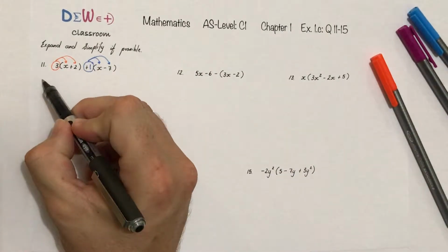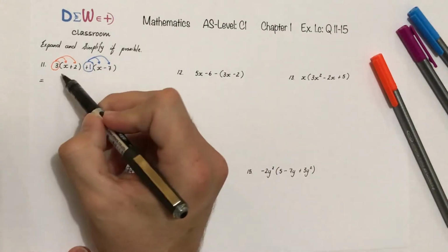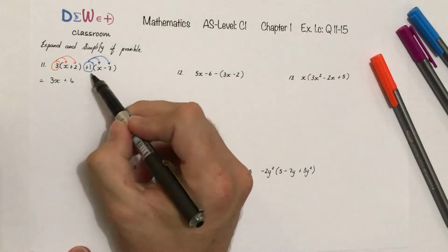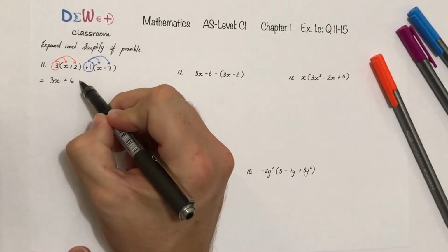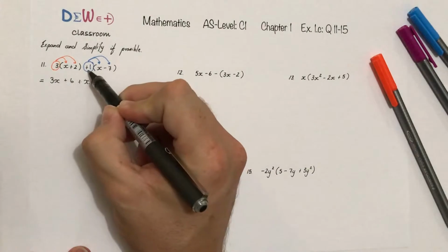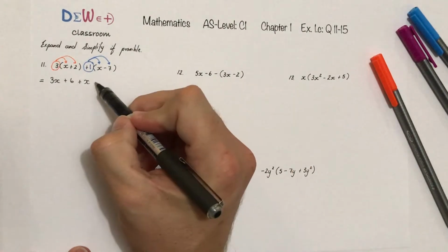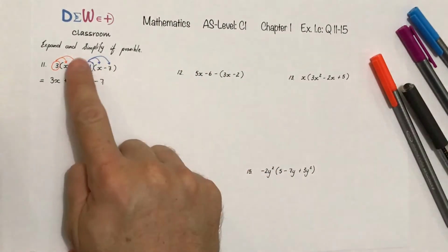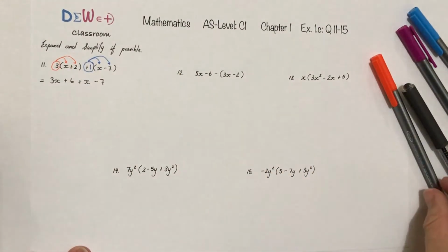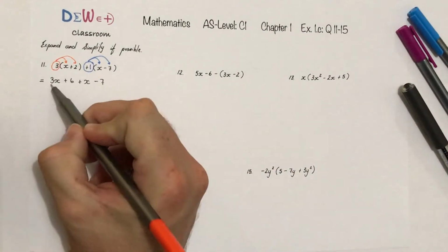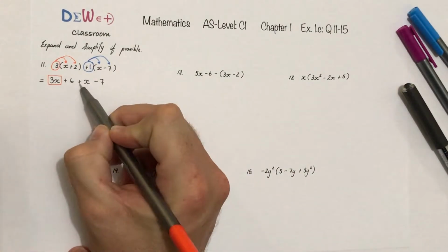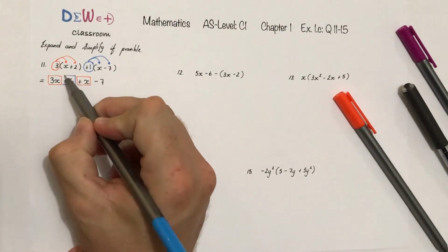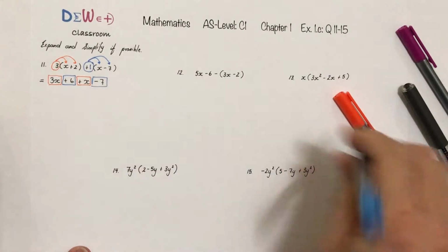So when we write our next step, it becomes 3x plus 6 plus 1 multiplied by x is just plus x, and plus 1 multiplied by minus 7 gives you minus 7. And this is where your simplify if possible comes into play, because now we have an expression with like terms. So there and there you have these as like terms, and you have your constant values as like terms.